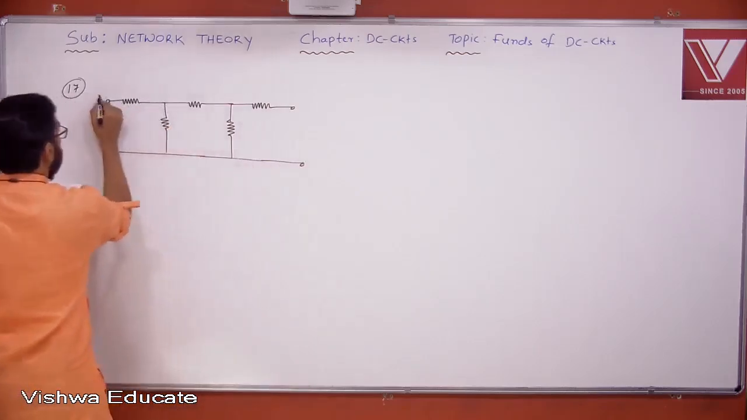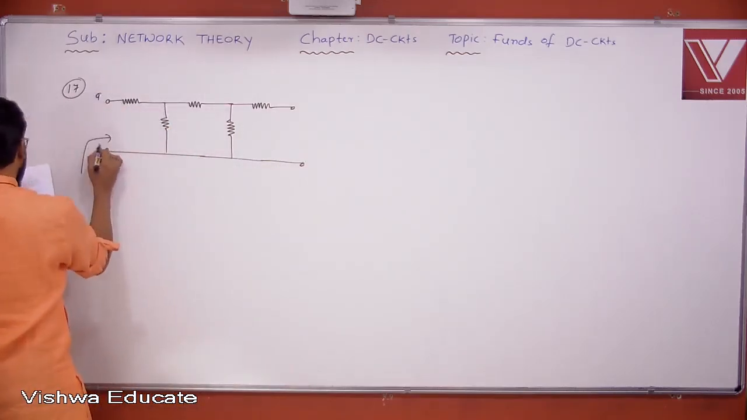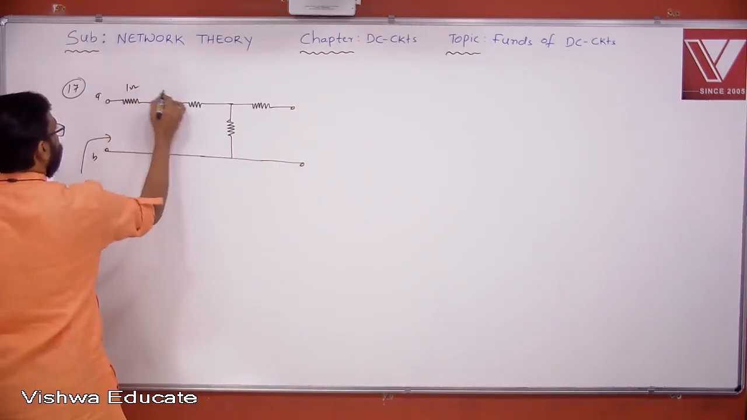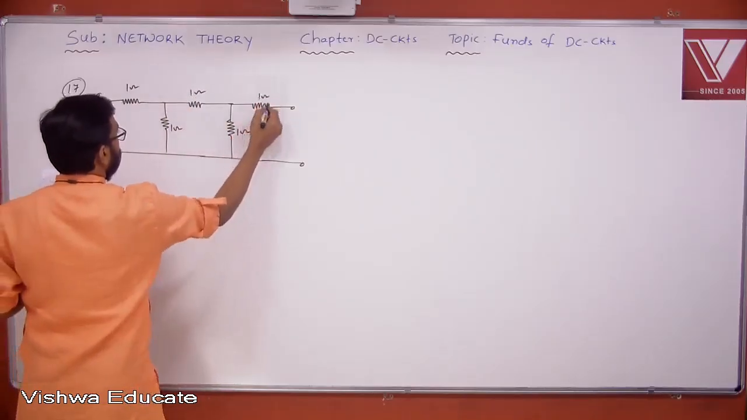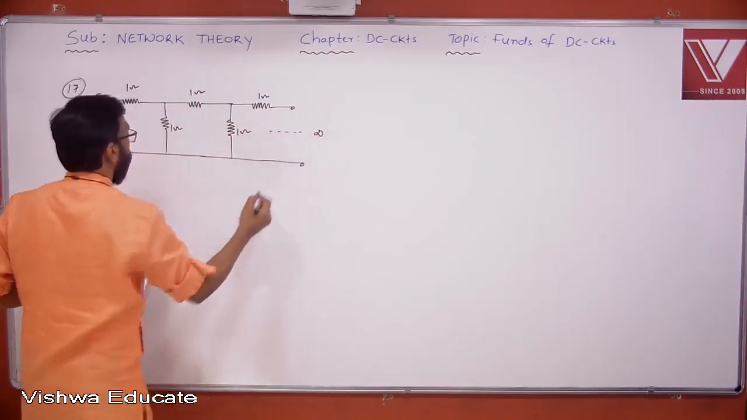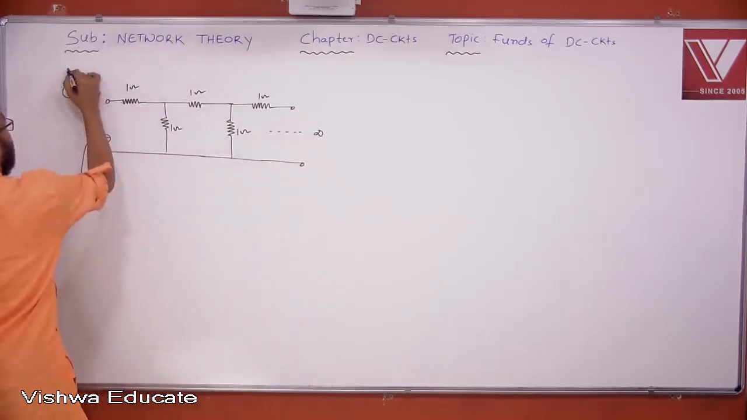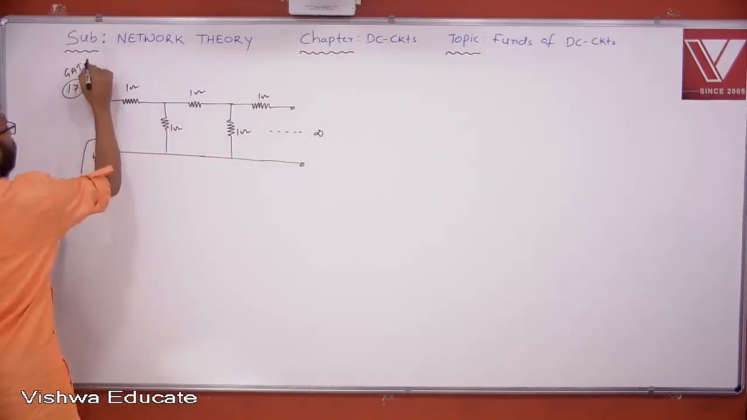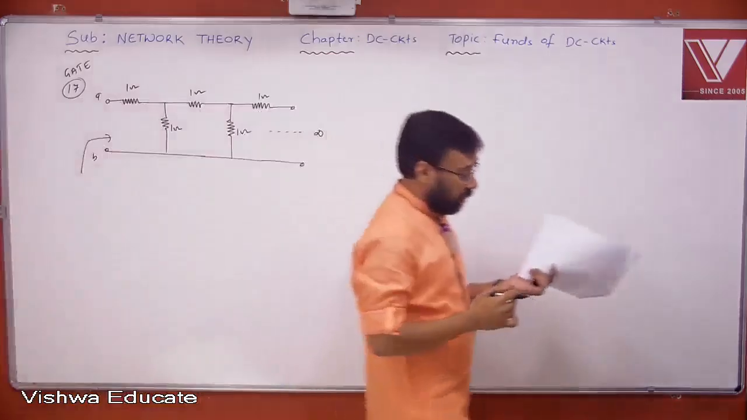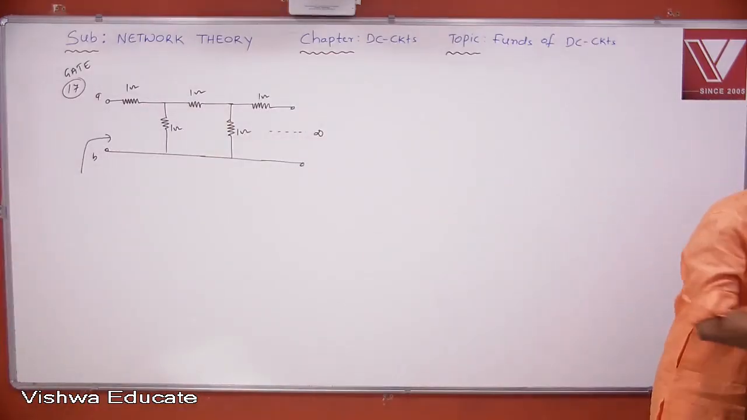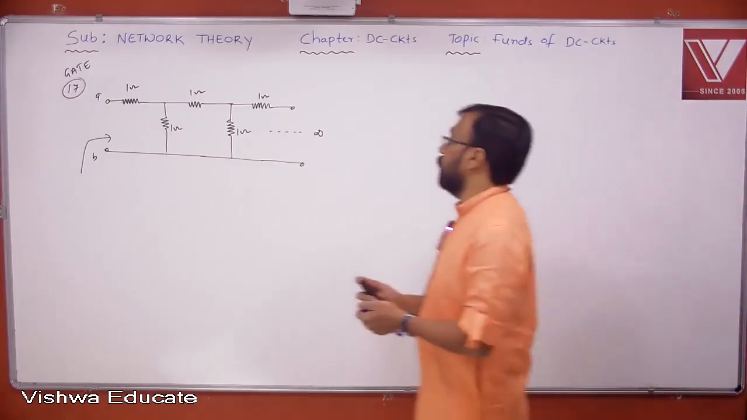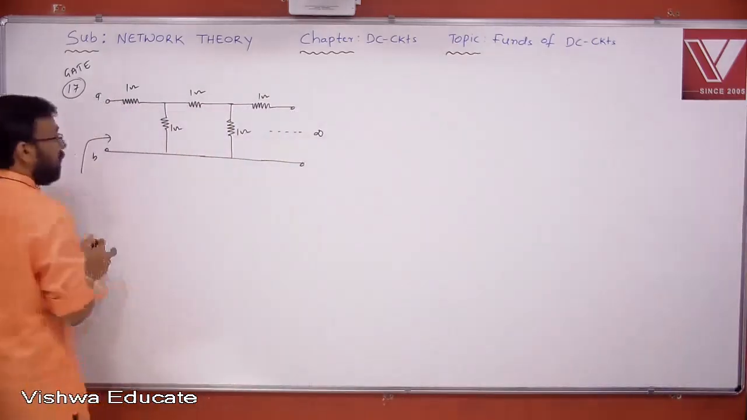Look at this. You already have the question with you. Now please go through that question once. It's an infinite network. This was actually asked in GATE in recent years. Okay. In recent GATE, this question was asked. Now, let us find the equivalent resistance.